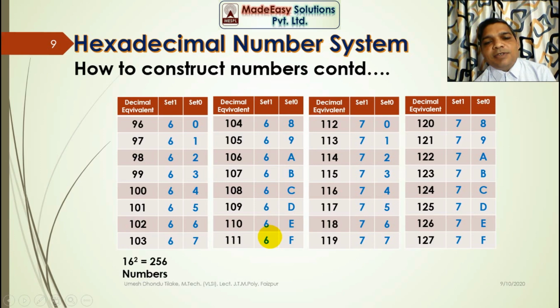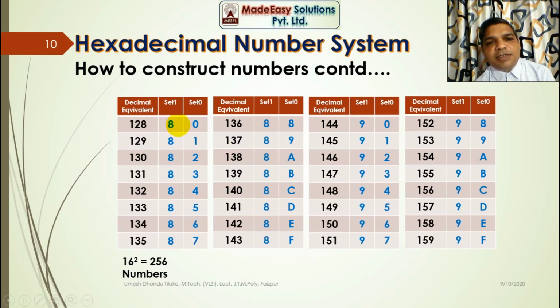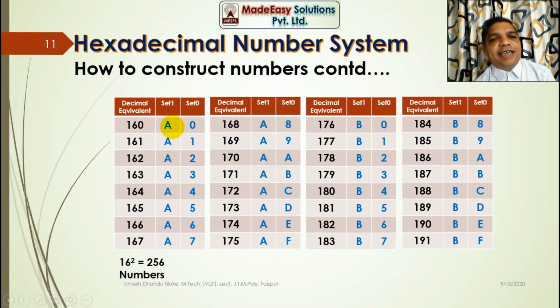After 6, 7 is there. So set 1 uses 7 and keeps it constant until set 0 uses F. It is continued until set 1 uses F. So after 7, set 1 must use digit 8. Next slide. See here, set 1 uses digit 8 and keeps it constant until set 0 uses F. After 8, set 1 uses 9 and keeps it constant until set 0 uses F. Set 1 uses A and keeps it constant until set 0 uses F.